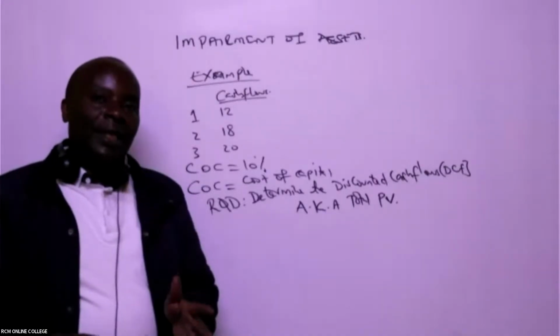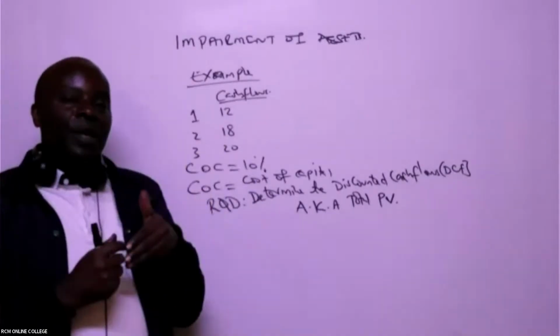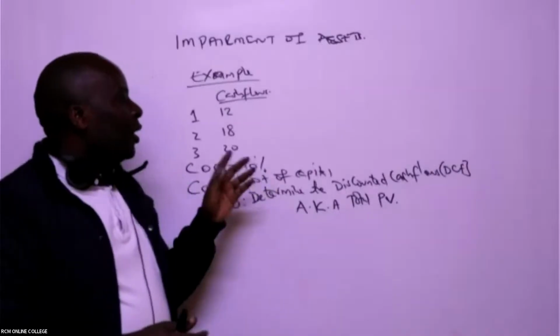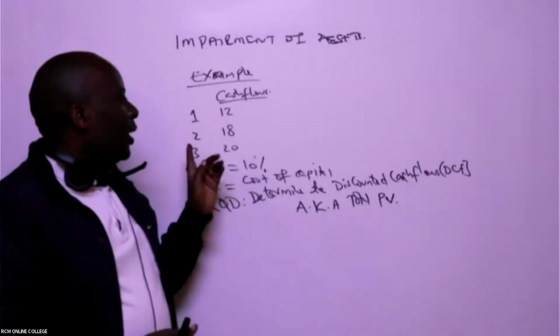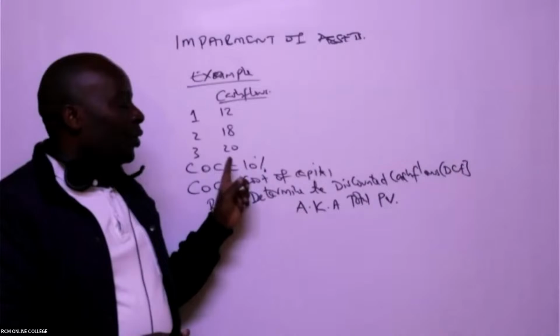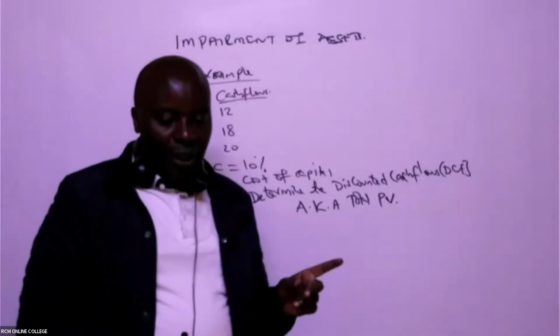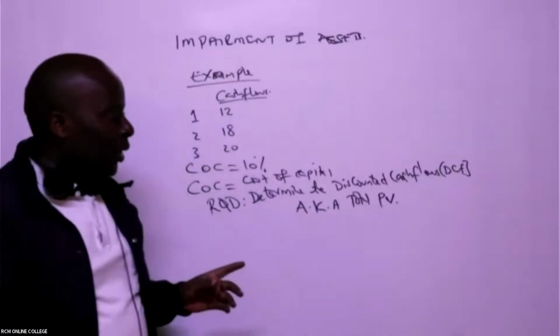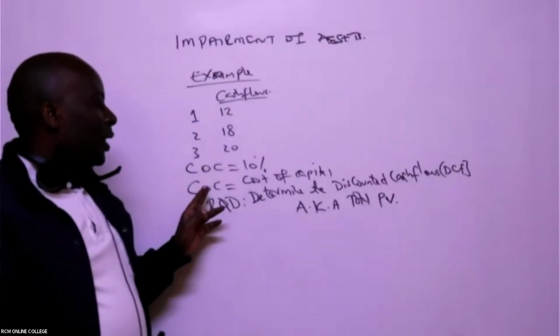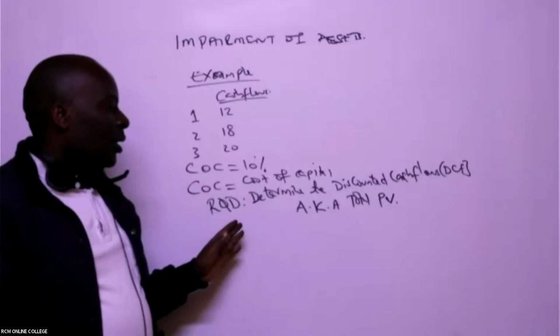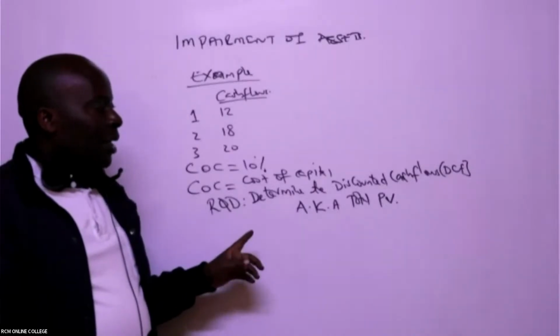So you're given an asset. This asset in the future, from end of year 1, will give us 12. End of year 2, 18. End of year 3, 20. And then we have here COC, the cost of capital. Required: determine the discounted cash flows.